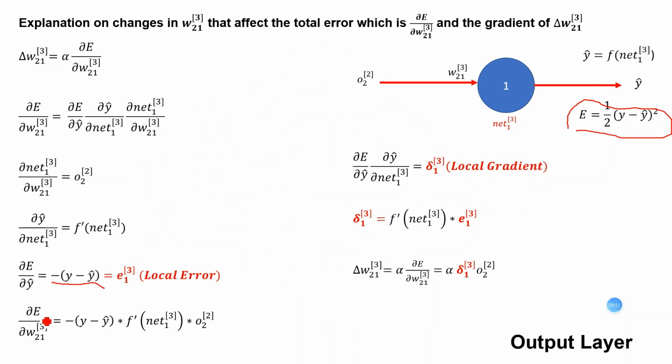Then this equation, delta E over delta W 2-1-3, is equal to negative (Y minus Y hat) multiplied by f prime of net 1 of the output layer, multiplied by the output 2 of the hidden layer. Then we need to calculate this part.